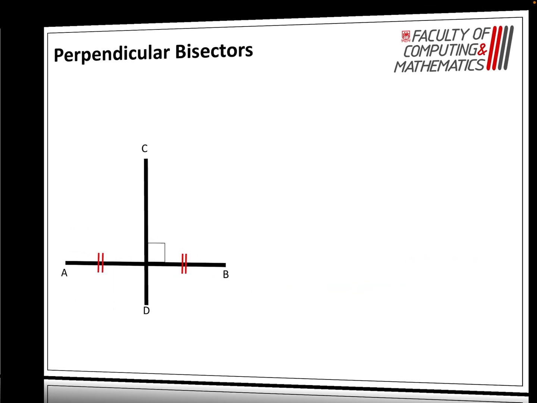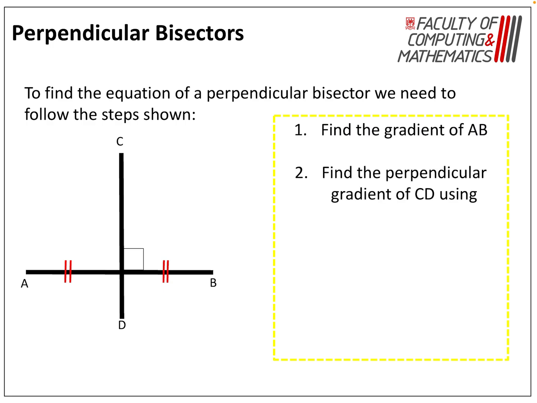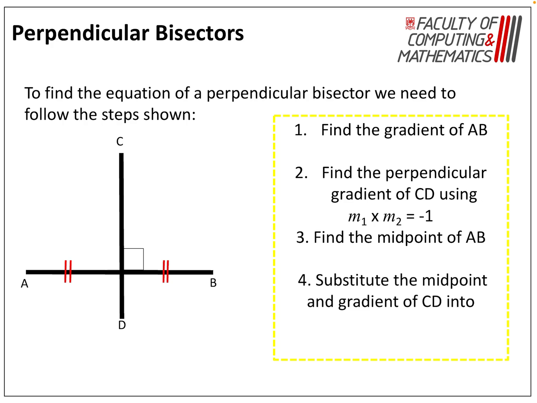To find a perpendicular bisector, let me break it down a wee bit more. We're going to find the gradient of AB. That'll then let us find the gradient of CD by using m1 times m2 equals minus 1, your perpendicular gradient. We're going to find the midpoint of AB, because that'll give us a point that lies on the line of CD, and then we're going to substitute it into y minus b equals m bracket x minus a. As you know, this would be worth 4 marks because there are 4 steps to it. So let's have a look at it.